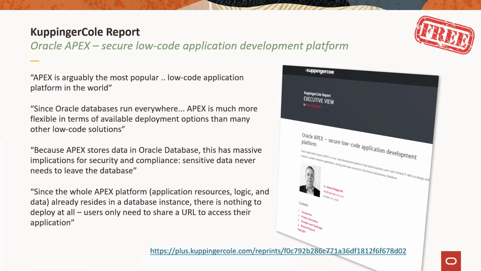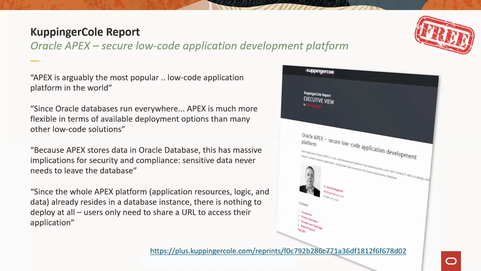Oracle is a highly prevalent database, and Apex is built in the database, right? Since Oracle databases run everywhere, Apex is much more flexible in terms of available deployment options than many other low-code solutions. So think about it. Again, this is my point earlier of Apex goes with the database, right? So anywhere you can deploy the Oracle database, you can run your environment without any kind of changes.